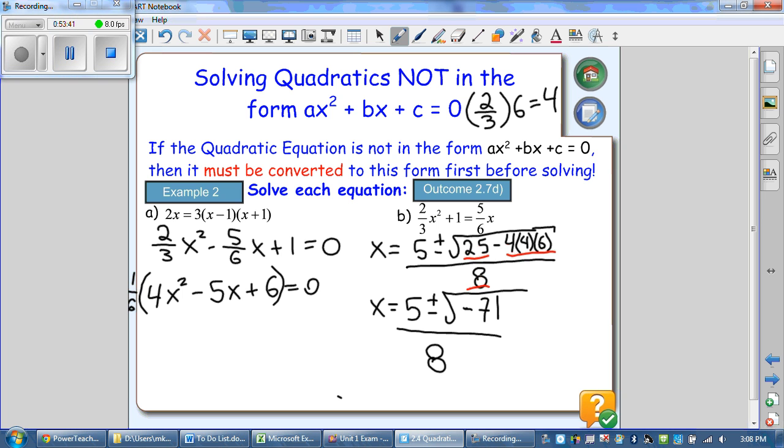Because you can't root a negative. So if I can't root a negative, what does that tell me? No real roots. And what does that tell me? No x-intercepts. There is a y-intercept. Yeah, no x-intercepts. No, just put no real roots. But I just want you guys to understand what that means if there's no real roots. Right, because you can't square root -71.